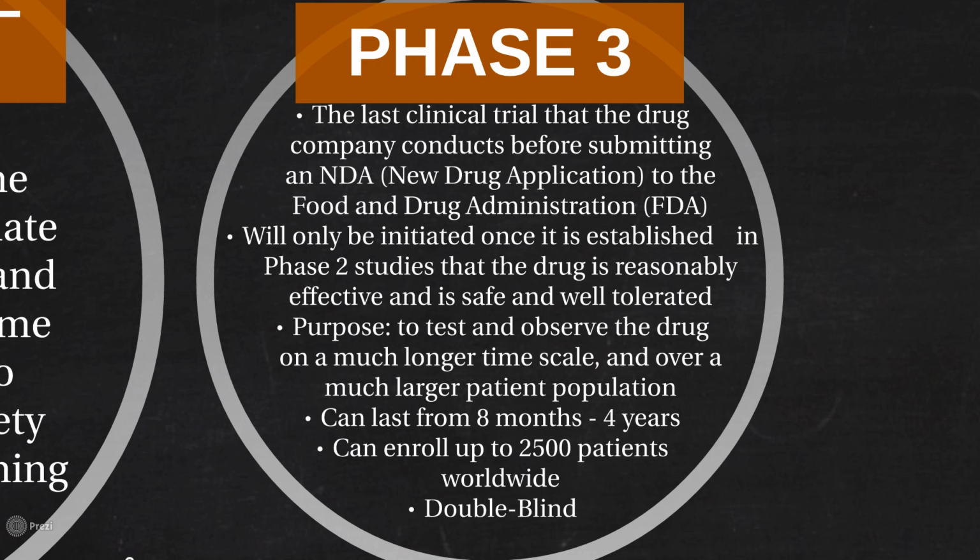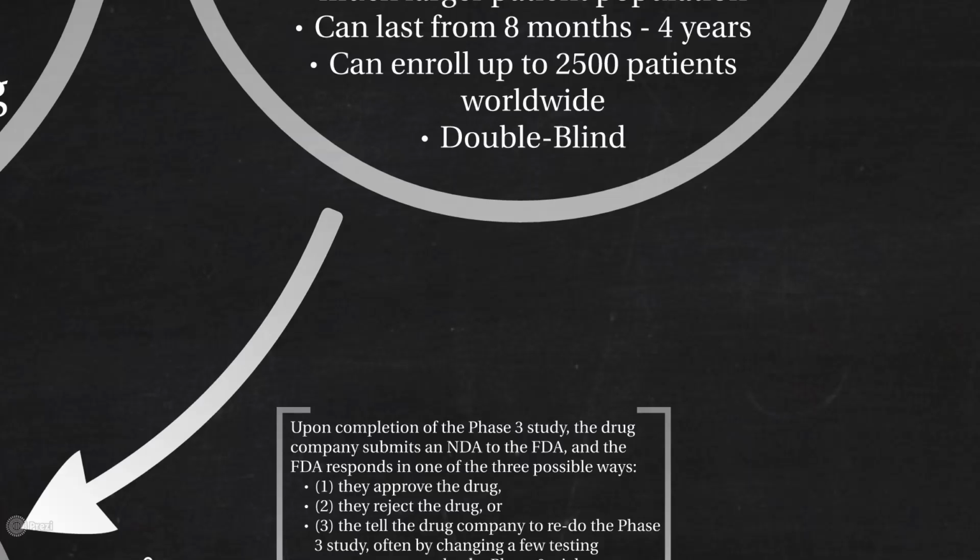Phase 3 is the last clinical trial that the drug company conducts before submitting an NDA, and these are usually called pivotal trials. They'll be initiated once it is established in phase 2 studies that the drug is reasonably effective and is also safe and well tolerated at the dose. And the purpose is to test and observe on a much longer time scale and over a much larger patient population, so it can last anywhere from 8 months to 4 years. In one particular trial, they can enroll up to 2,500 patients usually, and they're double blind as well.